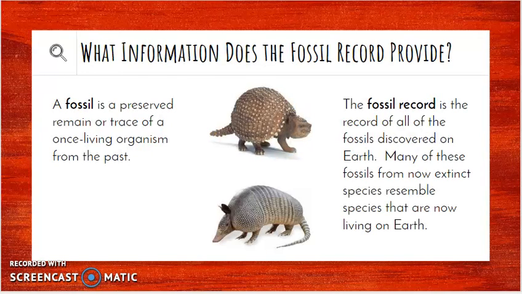Some of the things that help us determine that is looking at fossils. Fossils are preserved remains of once living organisms from the past that are no longer living. And a lot of these organisms are extinct. We look at these organisms, and all of the organisms from around the world creates a record of all the things that have once lived on Earth. And we call this the fossil record. Although a lot of these organisms are extinct today, they have a lot of similarities to organisms or species that are still living on Earth today.